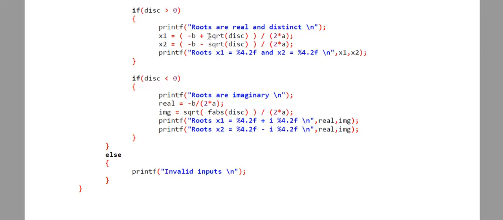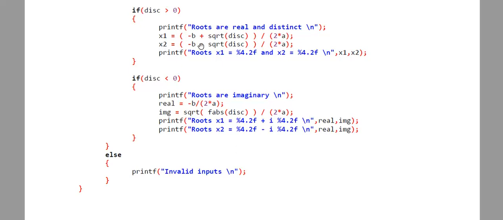So how to use this? If you say sqrt of 4, it will return a value of 2. So what we want is square root of b square minus 4ac. B square minus 4ac is nothing but DISC. Square root of DISC, minus b plus square root of DISC. This is the numerator, and what is the denominator? Again it is inside parentheses, 2 into a, so it is divided, so you will get the value.